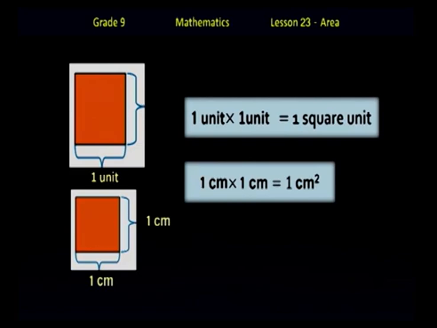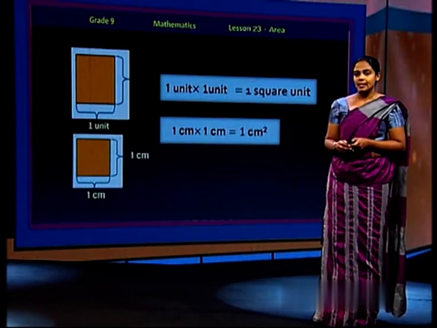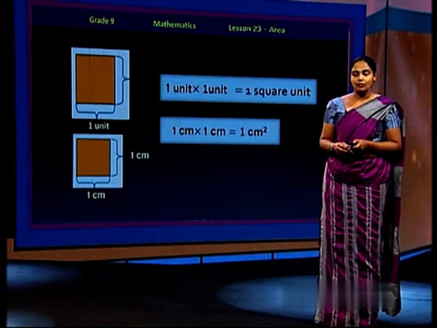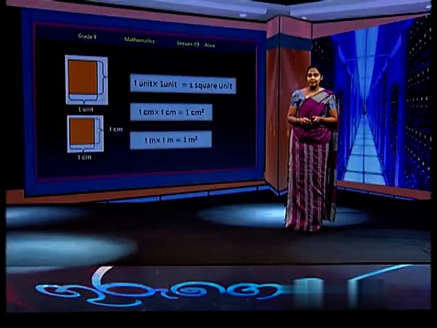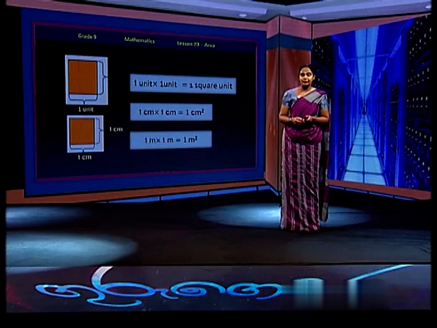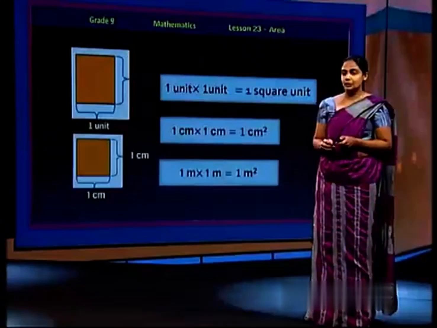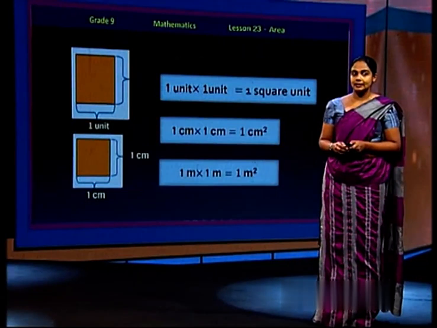If the length of a side is 1 unit, then the area is 1 square unit. If the length of a side is 1 centimeter, then the area is 1 square centimeter. If the length of a side is 1 meter, how can you find the area? The length of a side is multiplied by the length of a side, 1 meter into 1 meter. Then the area is 1 square meter.